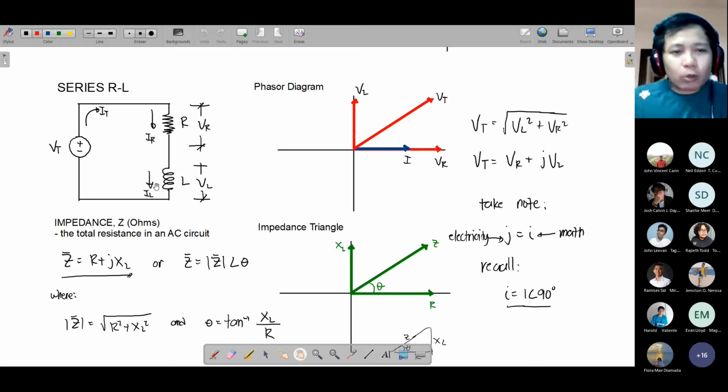Now, the total resistance of a series RL will be, of course, the same formula as in the DC circuit. You're just going to sum up everything: the resistance of the resistor and the resistance of your inductor. So that would be R plus, but take note, the equivalent resistance of your inductor is the inductive reactance XL. That's why the total resistance, or impedance, of a series RL will be the summation of the resistance R plus the inductive reactance XL.